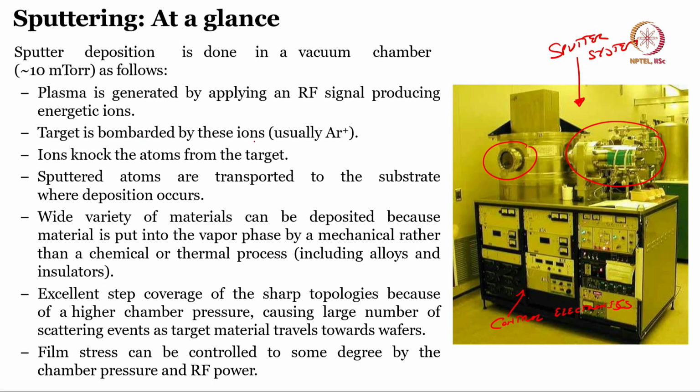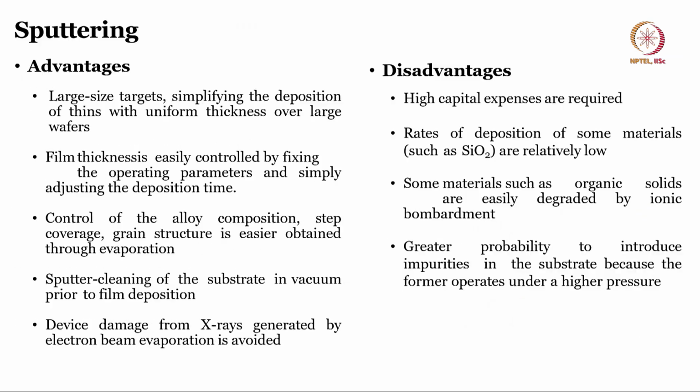Target is bombarded by these ions, ion knocks atoms from the target, sputtered atoms are transferred to the substrate. Wide variety of material can be deposited because material is put in vapor phase by mechanical rather than chemical or thermal process. Here we are not heating and melting it, that is why we can deposit different kind of materials. It can be used for excellent step coverage, sharp topologies because of higher chamber pressure. If you remember, the limitation of the thermal and E-beam was that the step coverage was not great. Finally, film stress can be controlled to some degree by chamber pressure and RF power.